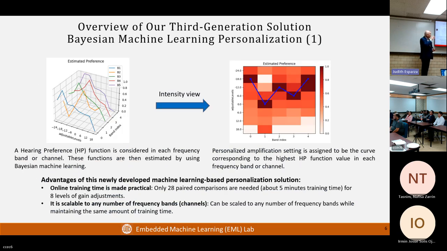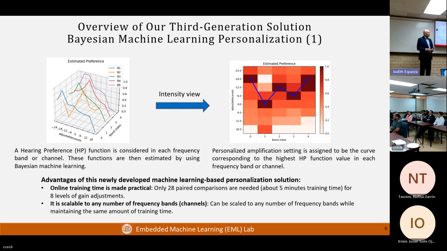Very quickly, let me give an overview of what this third generation personalization algorithm is doing. We define a number of hearing preference functions in a number of bands or channels. Then we use Bayesian learning to estimate these hearing preference functions. Once we get the maximum value per frequency band or channel, we connect these highest hearing preferences, and we get our amplification curve. The amplification curve indicates how we should amplify a sound in different frequency bands.